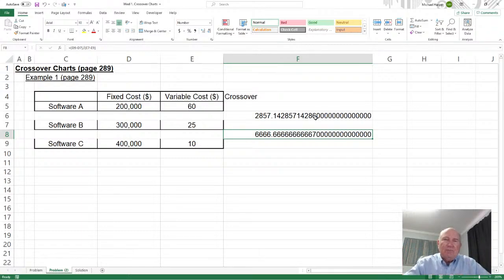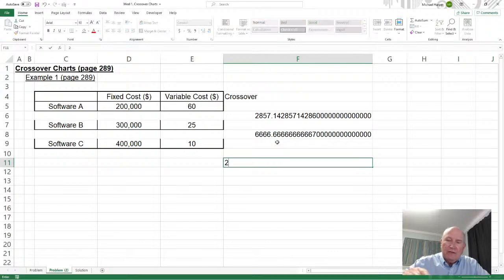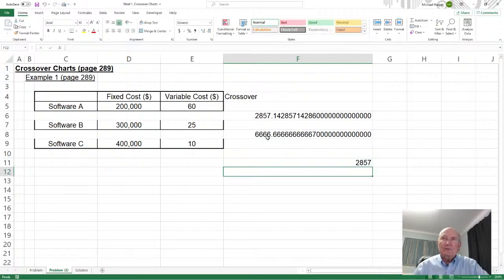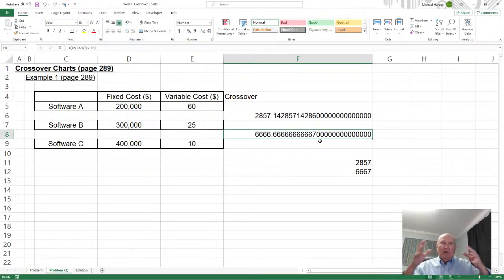Which brings up a very good point. When you calculate anything, especially today when you're using Excel, use all the significant figures. Never round during calculations. Only round the presentation. If I'm going to present this number, I'll present it as 2857, and this number as 6667. But I will never use that rounded number in a calculation. I'll use this number because I have all the significant figures.